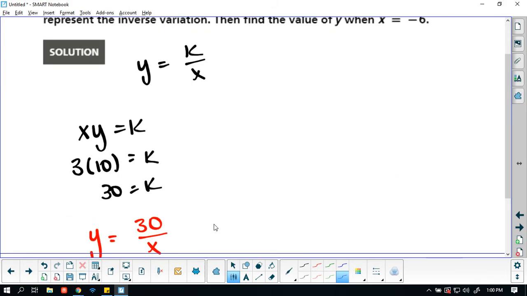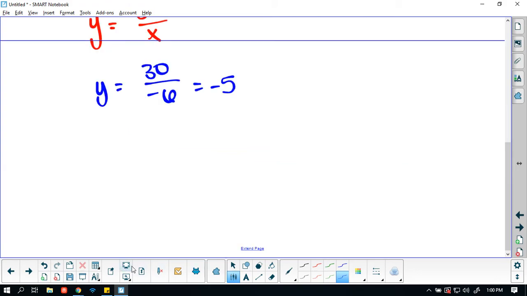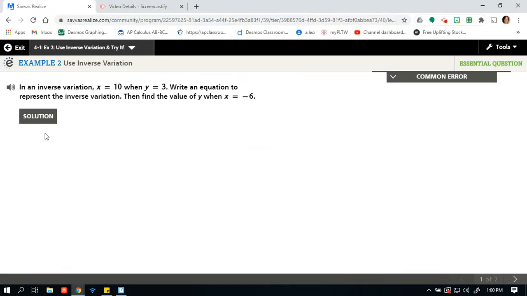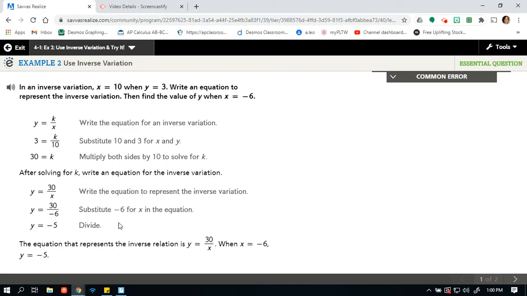All right, and there we go. We have the solution. So if I come here, it does everything we just did, and it says the equation that represents the inverse relation is y equals 30 divided by x, where x is equal to -6 and y is equal to -5. So a great representation of how to convey your answer in a sentence format.